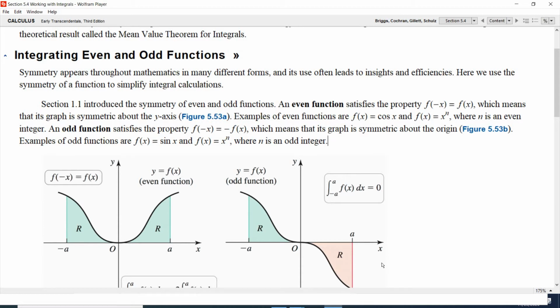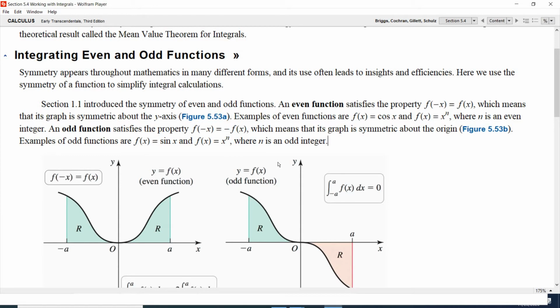By the way, the reason an even function is called an even function is because if you have a function that looks like x to the n power, then if n is an even integer, 2, 4, 6, 8, 10, 12, and so on, then that's an even function. But if it's an odd power, like 1, 3, 5, 7, 9, and so on, then this would be an odd function.